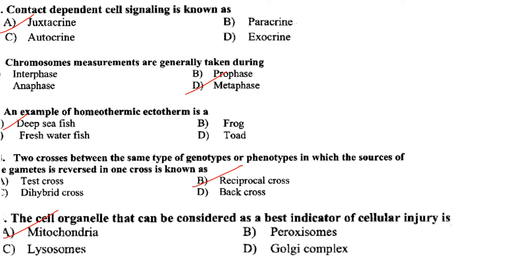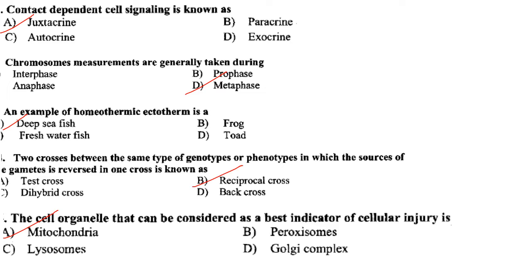Then next one, contact dependent cell signaling is known as juxtacrine cell signaling. It is a type of cell to cell or cell to extracellular matrix signaling in multicellular organisms that requires close contact. Paracrine is a type of cellular signaling in which a cell produces a signal to induce changes in nearby cells. Autocrine is where a cell secretes a hormone that binds to autocrine receptors on the same cell. Endocrine signaling occurs when cells secrete signaling molecules into the blood.